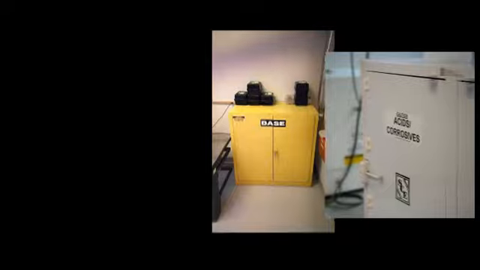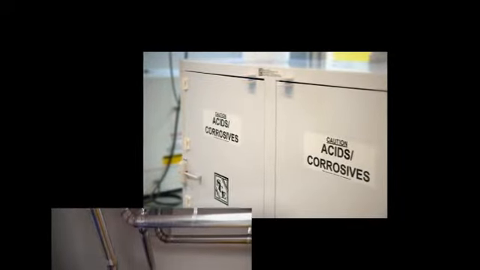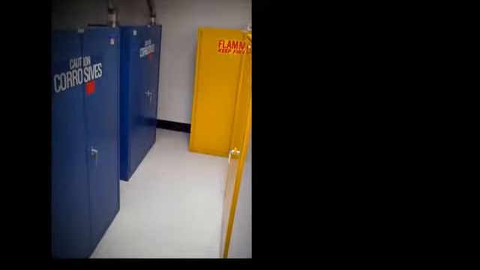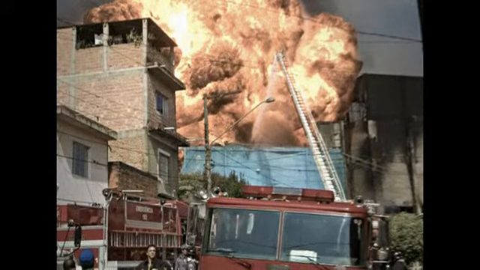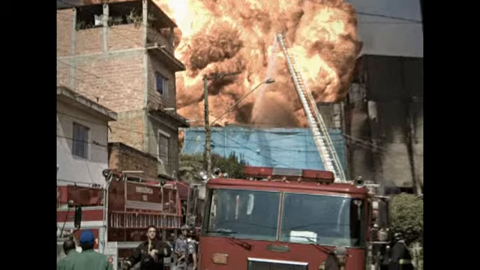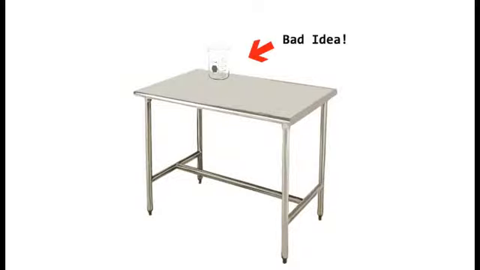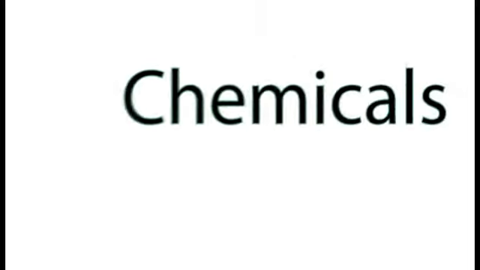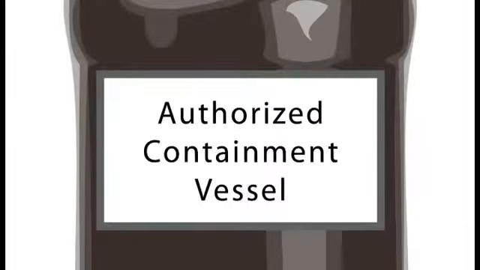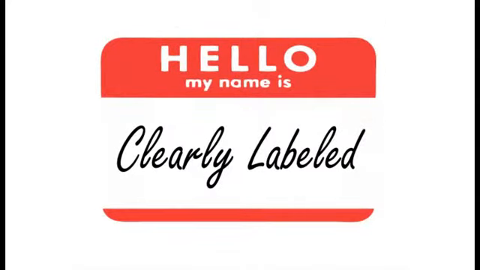Chemicals are stored in separate chemical cabinets depending on the classification of the chemical. Solvents are stored together, acids are stored together, bases, salts, and so on. Violent reactions can occur if acids and solvents or acids and bases are mixed carelessly. You may not store chemicals in dry boxes or on tables and benches. All chemicals must be stored in an authorized containment vessel and clearly labeled.